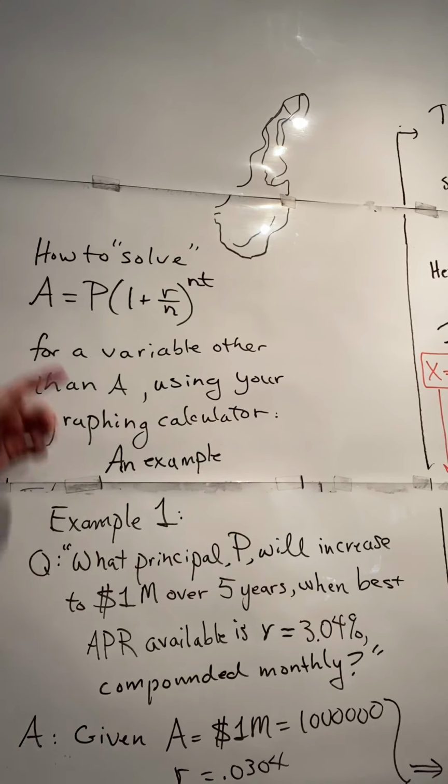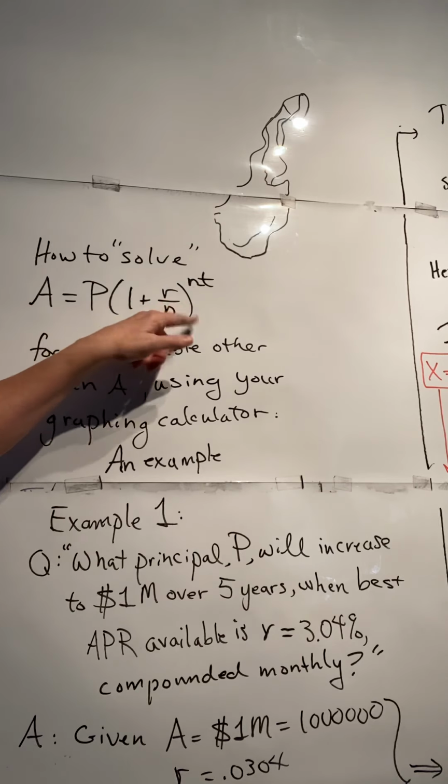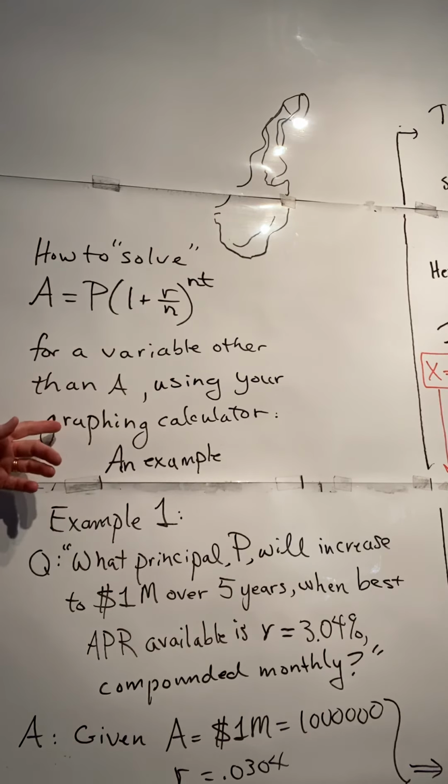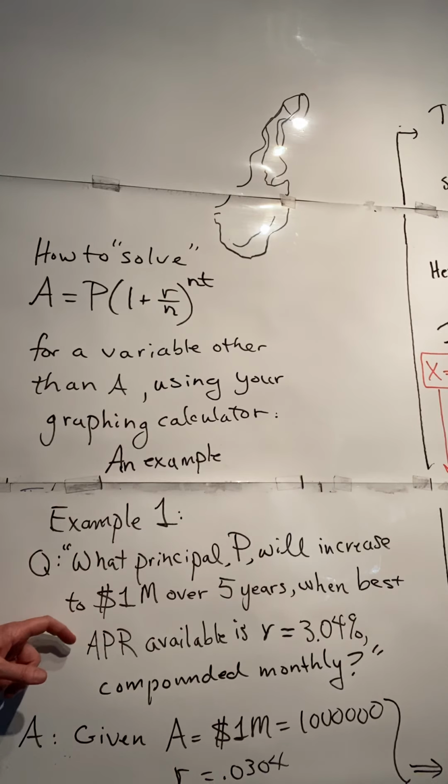I've had a couple of questions about how exactly you get the graphing calculator to help you solve an equation like this, which is compound interest, for a variable other than A. If it's A you're solving for, you just plug in the P and calculate away. But how do you solve it for, say, in this example, where the question was, what principal will increase to $1 million over 5 years when the best APR available is R equal to 3.04% and you're compounding monthly?